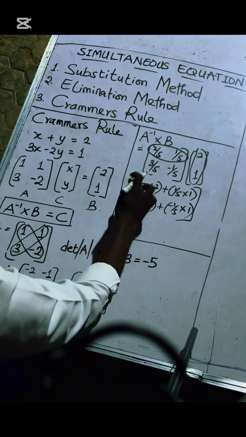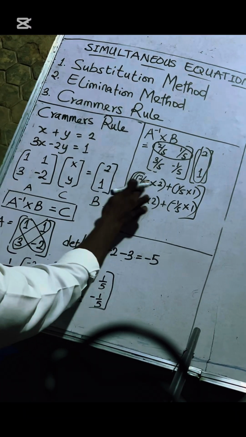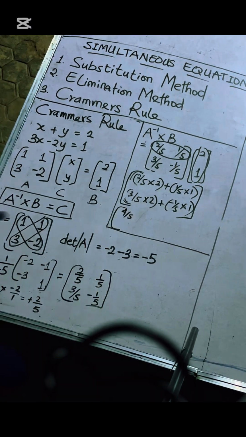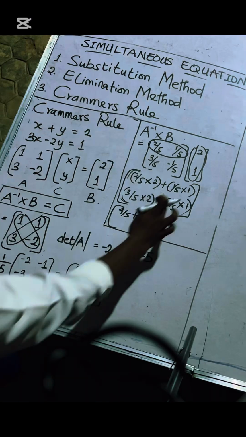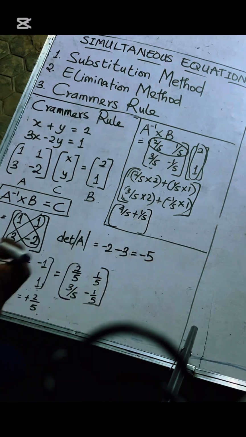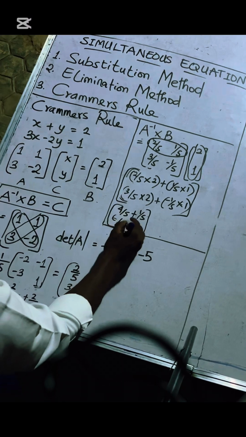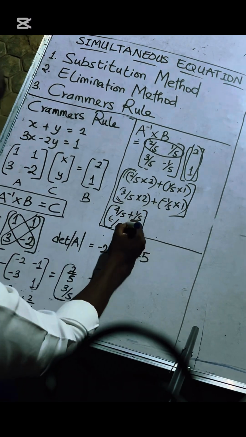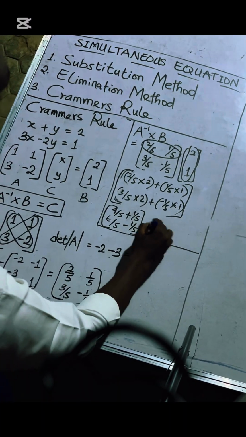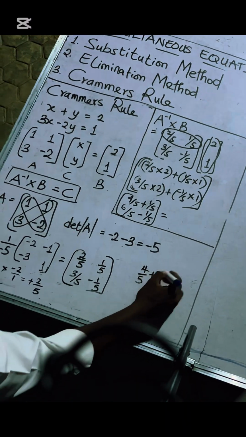Now this will give me, if I want to do this, 2 times 2 over 5, it is 4 over 5. Plus 1 over 5 times 1 is what? 1 over 5. Now this other one, 3 times 2 is 6 over 5. Now plus times minus, minus 1 over 5 times 1 is still 1 over 5. This will give me 4 over 5 plus 1 over 5.